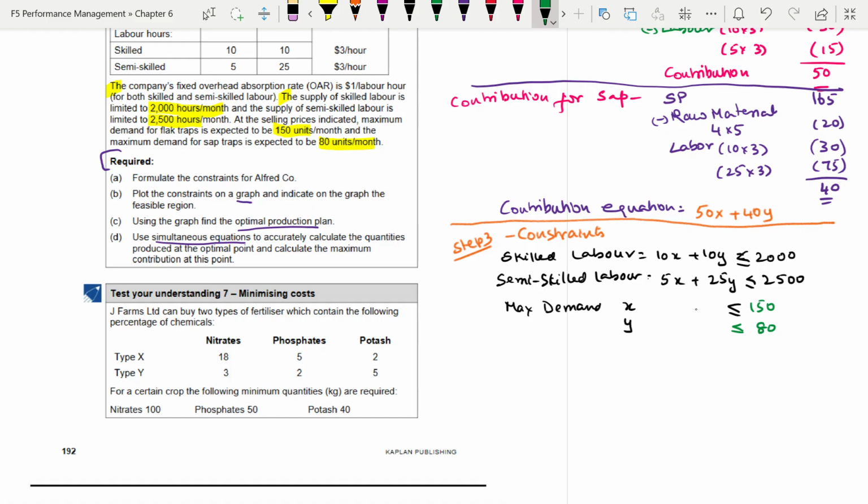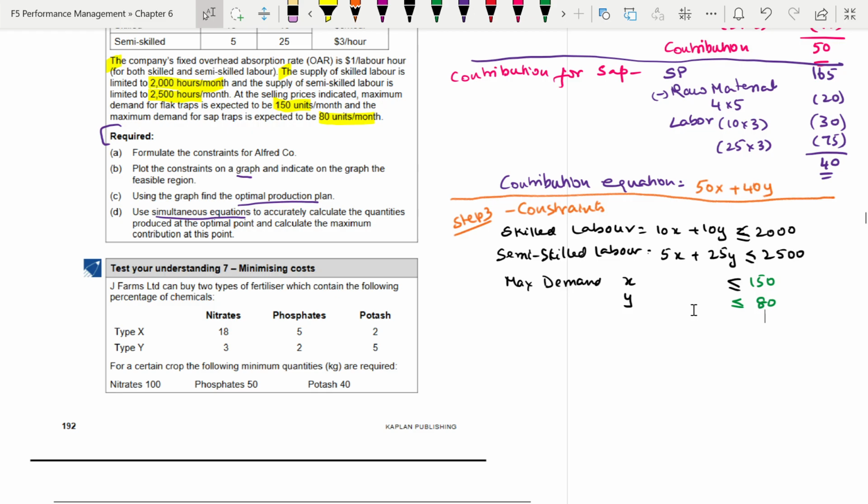Now we have to take non-negativity. Non-negative means we should not have negativity, and we should use x and y to the maximum extent possible. We should have some protection. These are the constraints. Constraint means you have to identify what things have to be there.